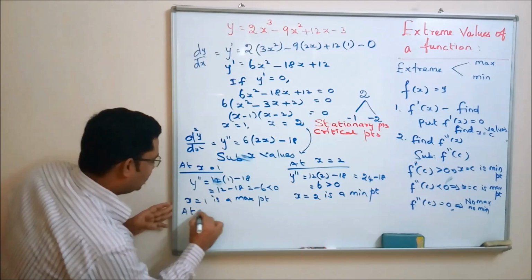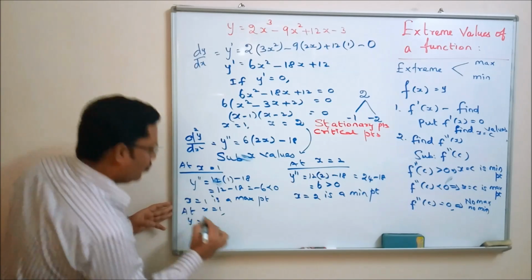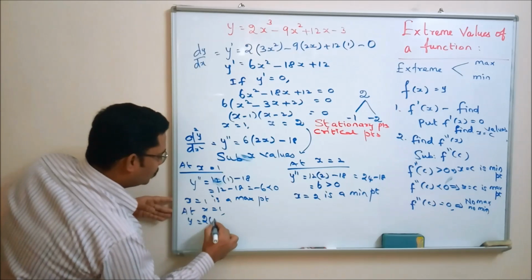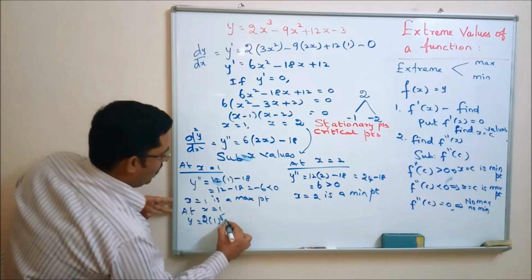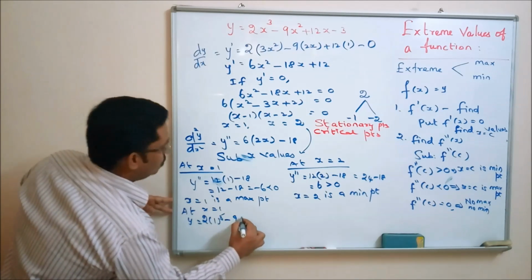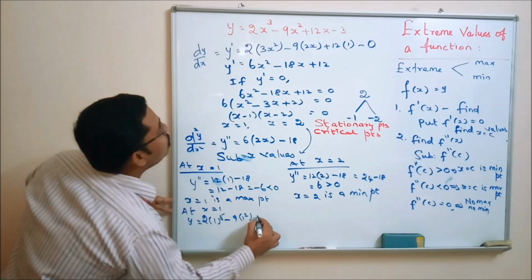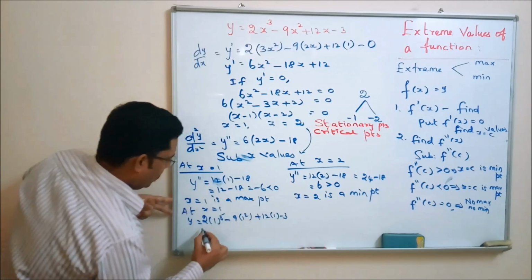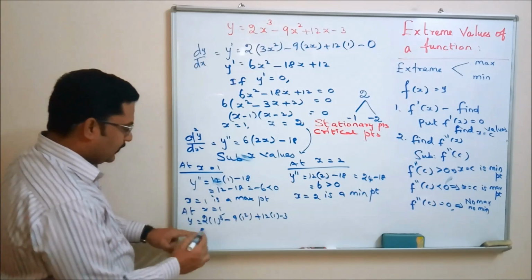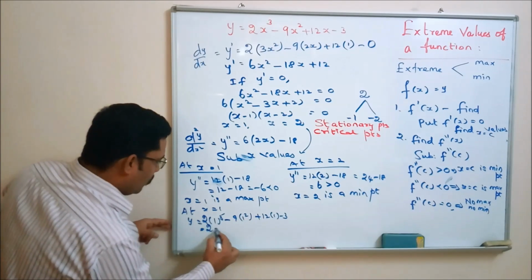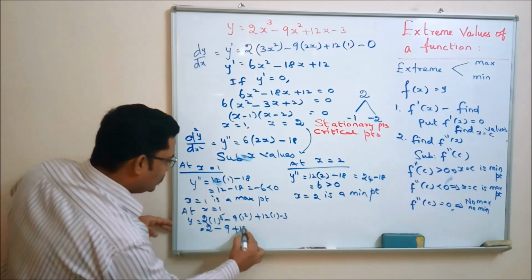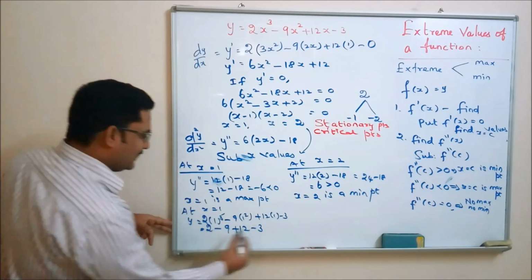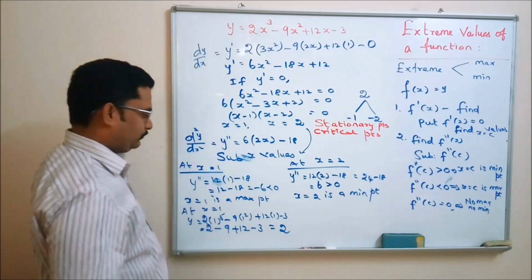So at x is equal to 1, y is equal to 2 into 1 power 3 minus 9 into 1 power 2 plus 12 into 1 minus 3, which is equal to 2 minus 9 plus 12 minus 3. Yeah, 12 cancels and we are left with 2.